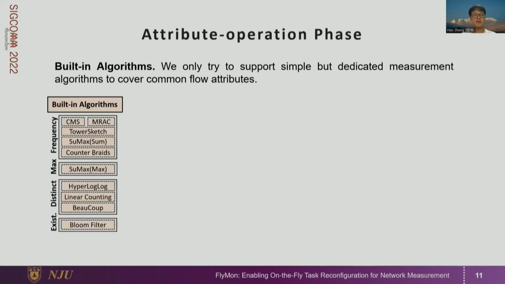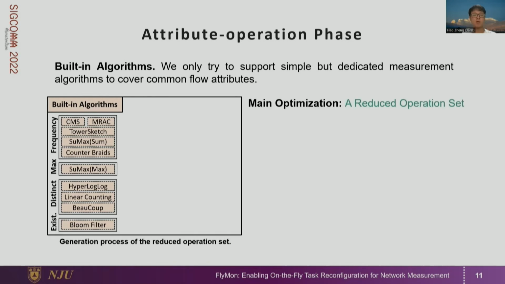Firstly, we choose some sketches as FlyMon's built-in algorithms. These algorithms are simple but dedicated to common flow attributes. Our main optimization here is to use the reduced operation set to implement the built-in algorithms. The generation process of the reduced operation set includes 2 steps.